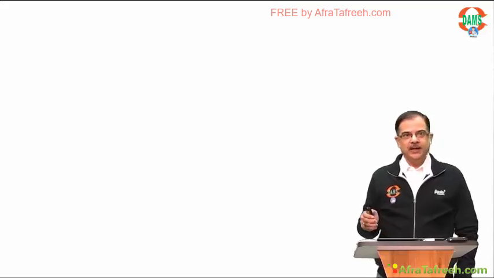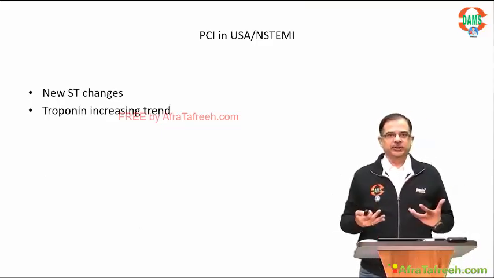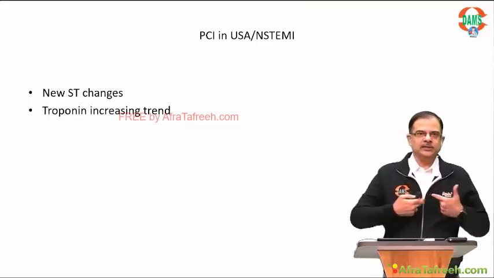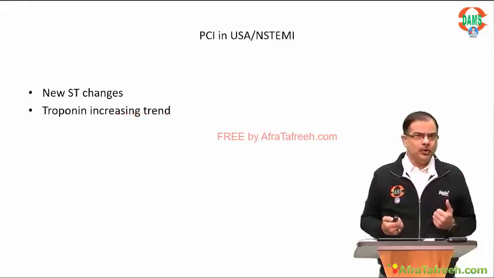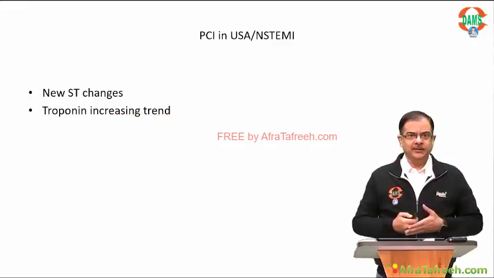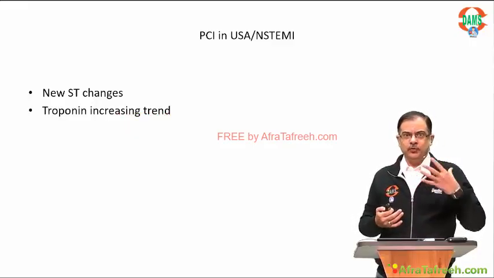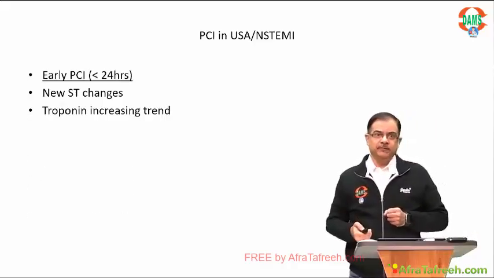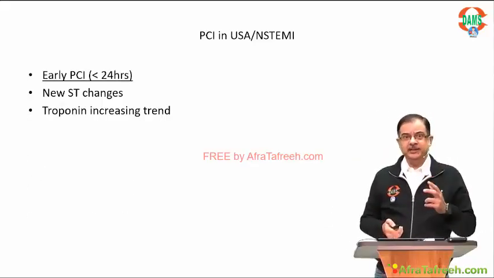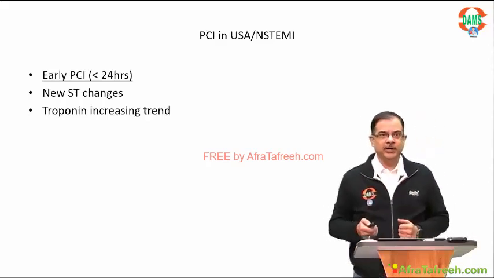Now the next one, there are new ST changes. New ST changes mean the thrombus is moving here and there. It has not yet stabilized. Troponin levels are showing an increasing trend. So that means we have to go for a PCI because the thrombus is not yet stable. That is causing new changes in the ECG. So we will go for an early PCI. Early PCI is within 24 hours.